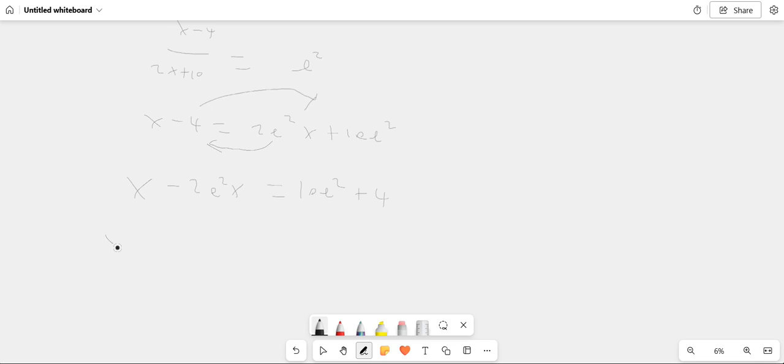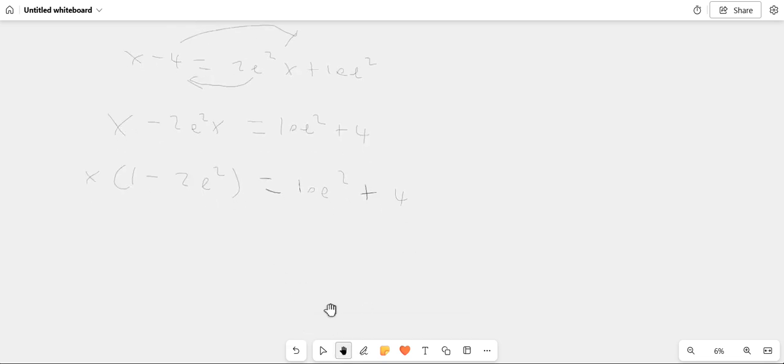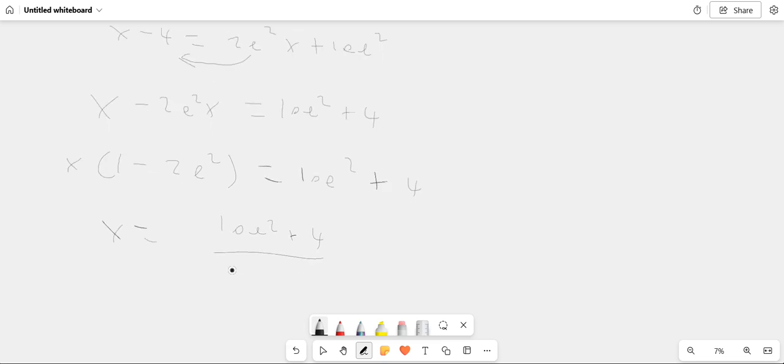And then, yeah, just take out x here. So x comes out, and then open bracket, x divided by x is 1, and then 2e squared divided by x is 2e squared. And then that's equal to 10e squared plus 4. And then obviously just divide by 1 minus 2e squared. So you're going to get x is equal to 10e squared plus 4 over 1 minus 2e squared, yeah? And that's the final answer.